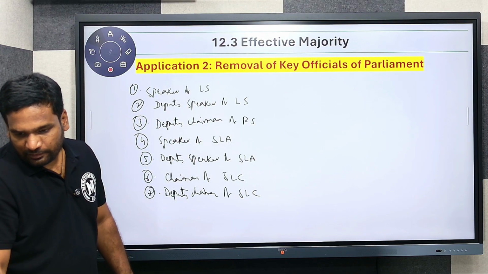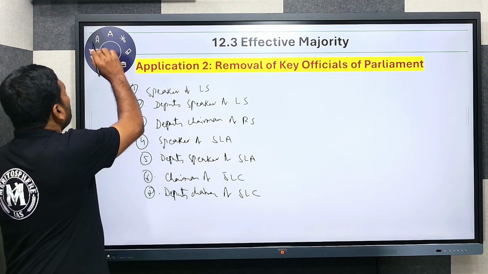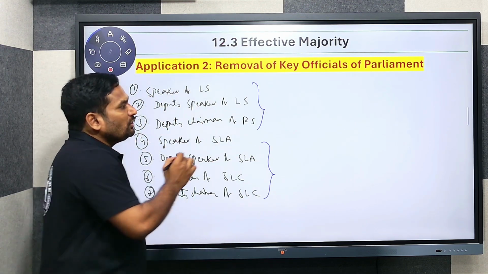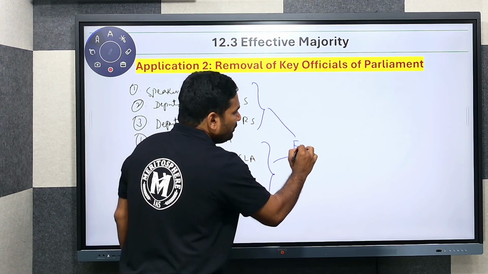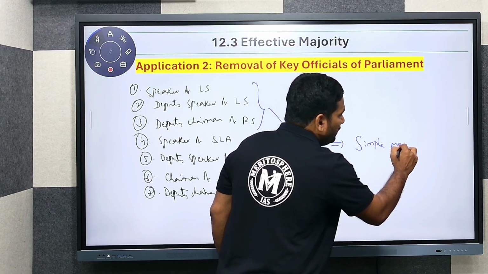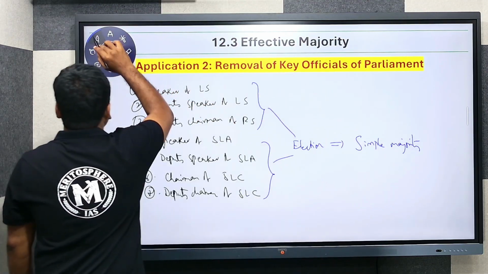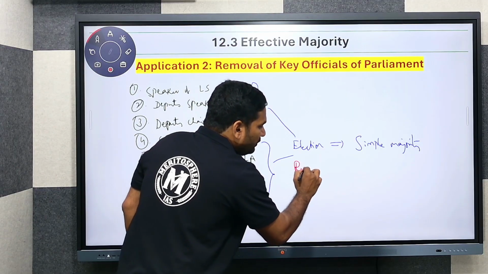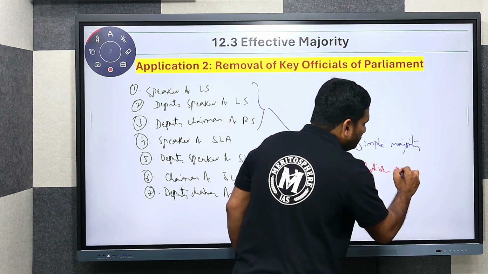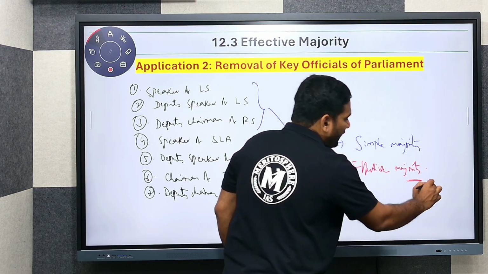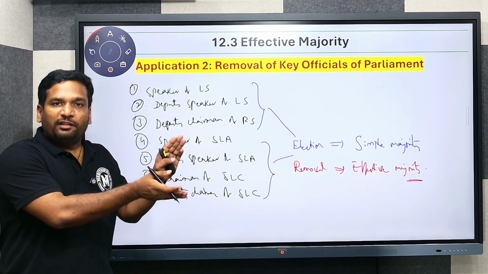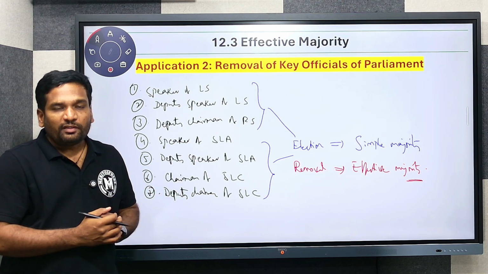Just a minute. Let me check whether I have missed anything. Right, so all these functionaries are there. These are in the Parliament, and these are in the state legislature. For the election of these personalities, simple majority is required. Got my point? Whereas for removal, effective majority is required. So it is a very tricky thing actually. By placing the question here and there, they can trick us and make us fools.